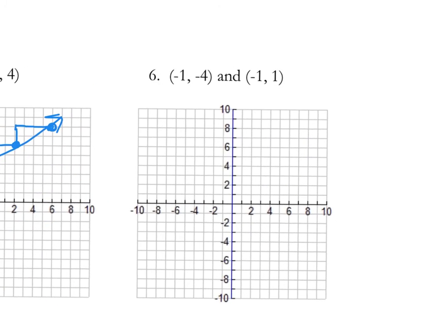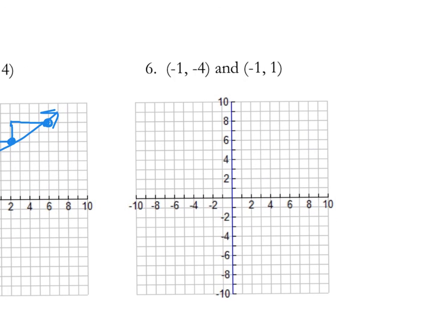Last one. Negative 1, negative 4, and negative 1, positive 1. Uh-oh. These are on the same vertical line, so this is just an undefined slope vertical line. Beautiful. All right, that's it.